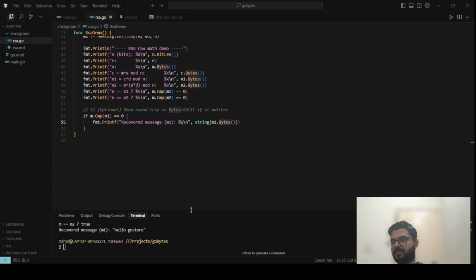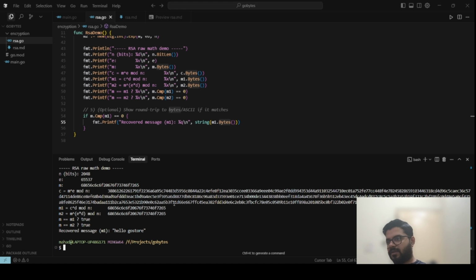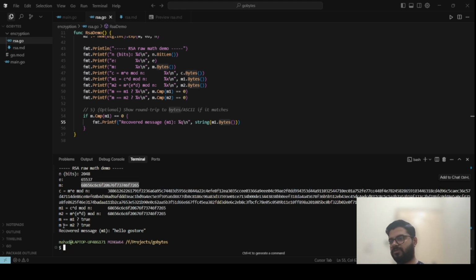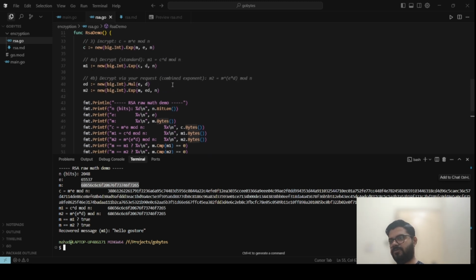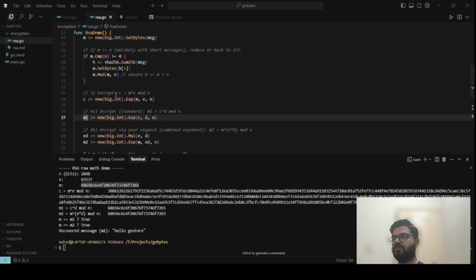Right? So let's run the code and see how it works. So this is N, this is E, this is M. So hello ghost store got converted to this. We have a C, we have an M1, we have an M2, and M equal to M1 true, M equal to M2 true, and the recovered message M1 is hello ghost store, right? We have printed M here, so from the M we recovered the M1. So that's the simple thing about RSA.